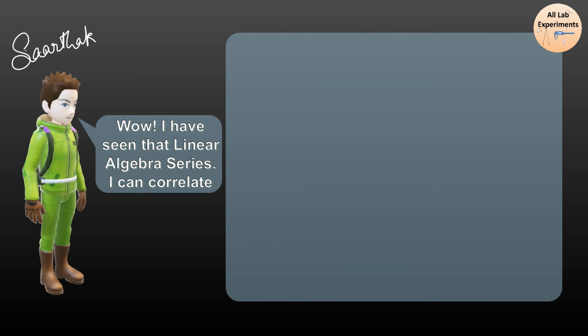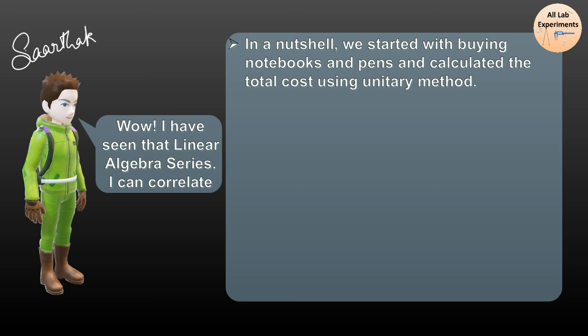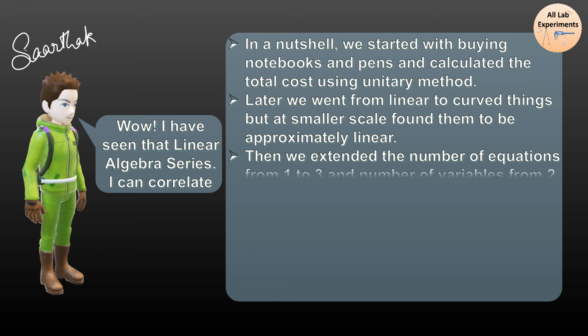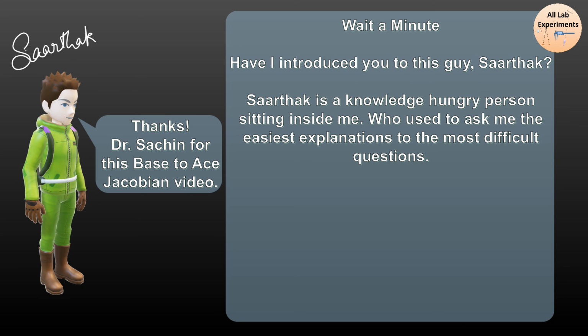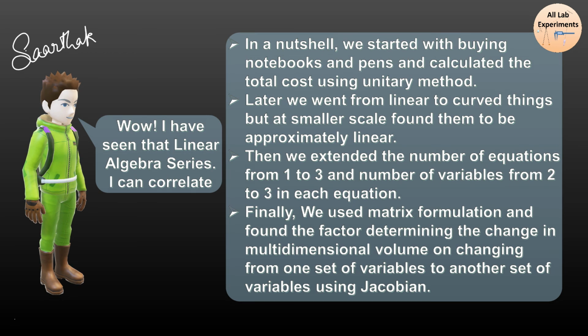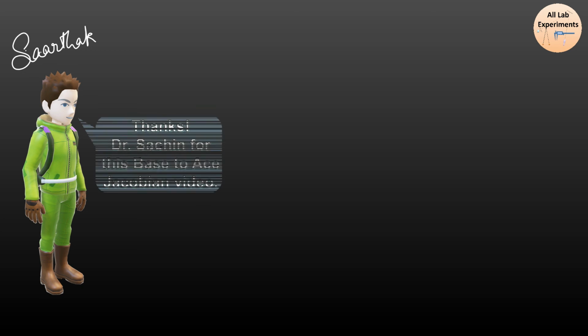So in a nutshell, we started with buying notebooks and pens and calculated the cost using the unitary method. Later, we went from linear to curved things and looked at much smaller scales. So here we introduced differentiation or partial differentiation, and then we extended our number of equations from 1 to 3 and also extended the number of variables from 2 to 3. Finally, we used matrix formulation and found the factor determining the change in multidimensional volume on changing from one set of variables to another set of variables using the Jacobian.